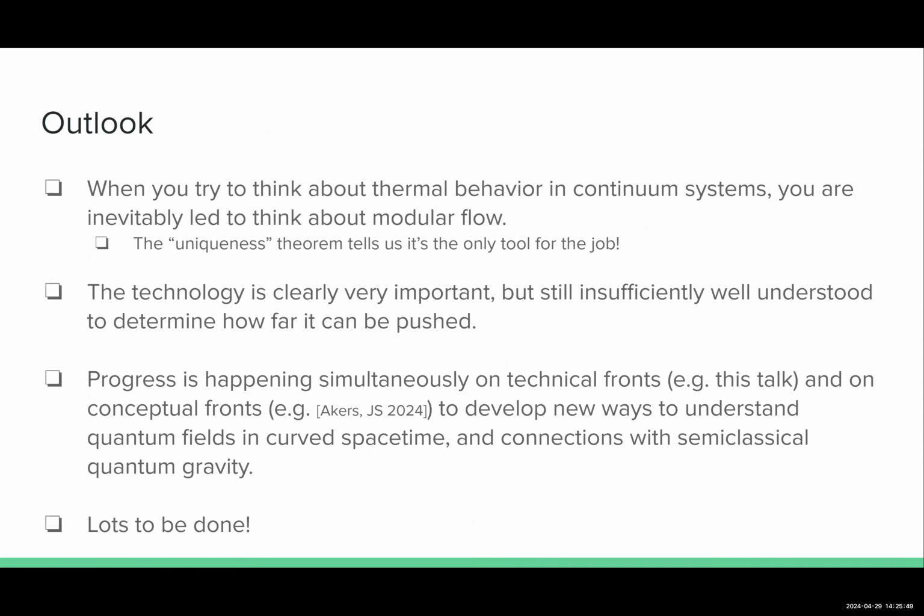So, what I told you is that when we wanted to think about thermal behavior, we had this uniqueness theorem which told us that the only tool we could ever use would be modular flow. That means it's an important technology, but insufficiently well understood to determine its limitations. And so things that I think we're expecting to happen recently and in the near future are making progress on technical fronts, for example, in this talk, and on conceptual fronts. For example, this paper that I'll probably talk about a little bit in Bob's group meeting tomorrow, in order to develop new ways to understand quantum fields in curved spacetime and connections with semi-classical gravity.